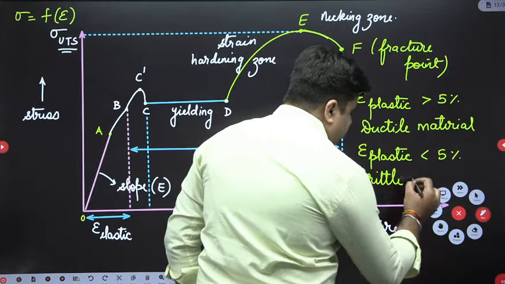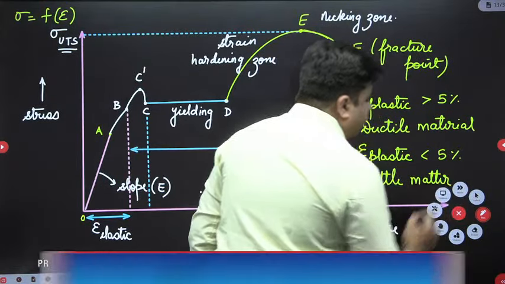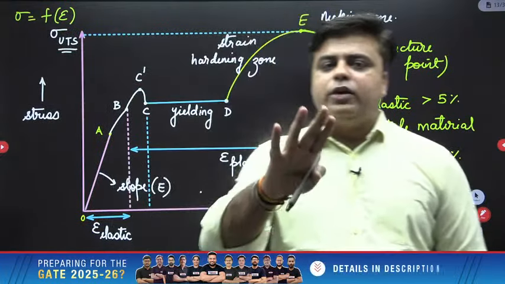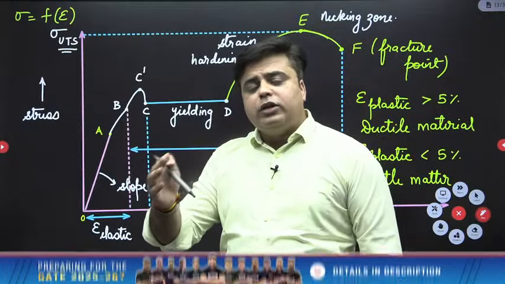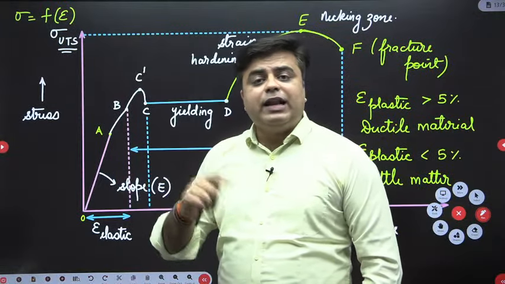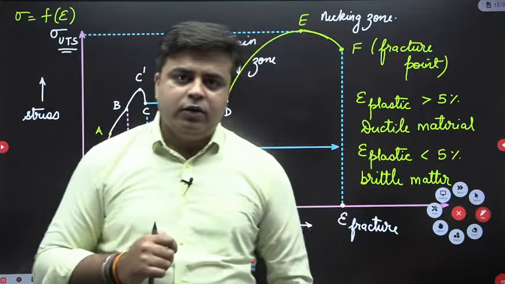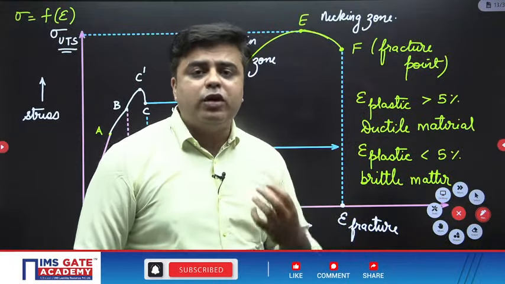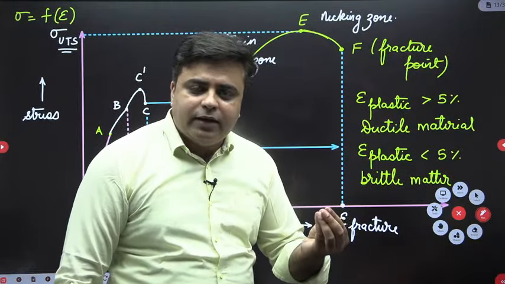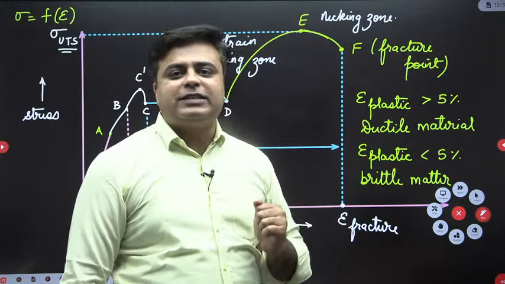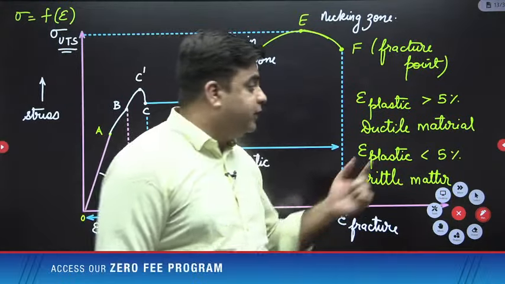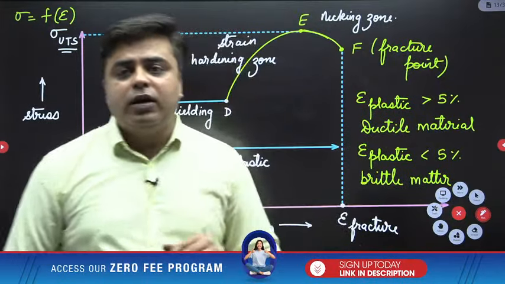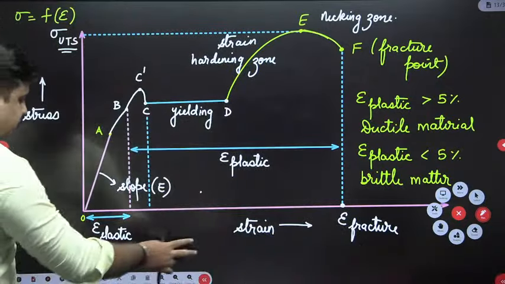Now sir, they will not ask you the definition like this. What they will do is give you 3-4 materials and the values of their plastic strains, and ask which one is more ductile and which one is more brittle. So you have to simply observe the value of plastic strain. The material with more plastic strain will be more ductile. The material with less plastic strain will be more brittle. So from here you need to identify which material is more ductile and which is more brittle, right? Very good. Let's move ahead.